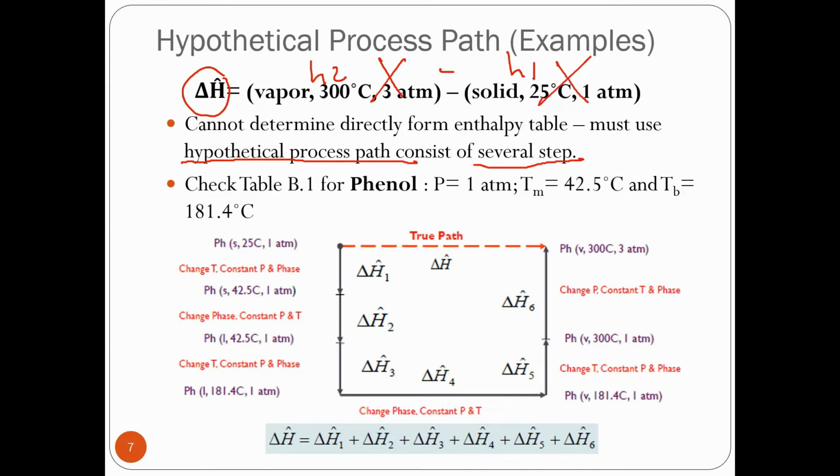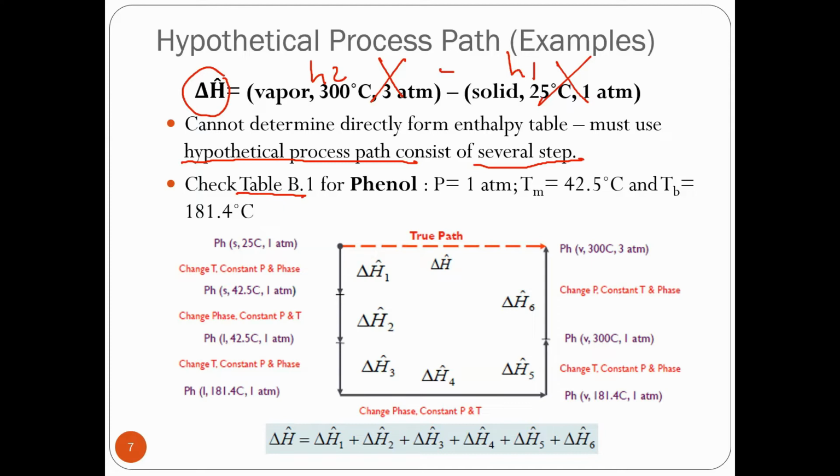So okay, first by checking Table B1, because I'm referring to Felder's book, Felder's Elementary Principles of Chemical Process book, you can go there. It shows you the phenol at a pressure of 1 atm. Mostly in the books they're going to give you a standard value.